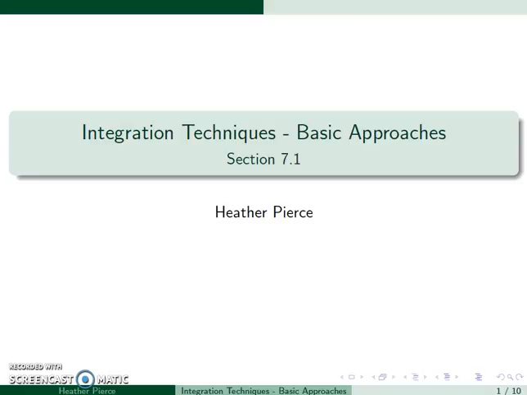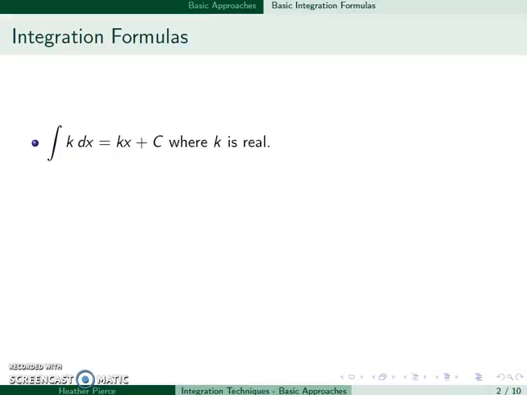We'll now discuss some very basic approaches for integration. So first we have a list of formulas. The integral of a constant is just that constant times x. So for example, the integral of 5 would be 5x. The integral of x to a power, well, we add 1 to the exponent and then divide by that number, provided the exponent's not negative 1. In that case, we would be dividing by 0.